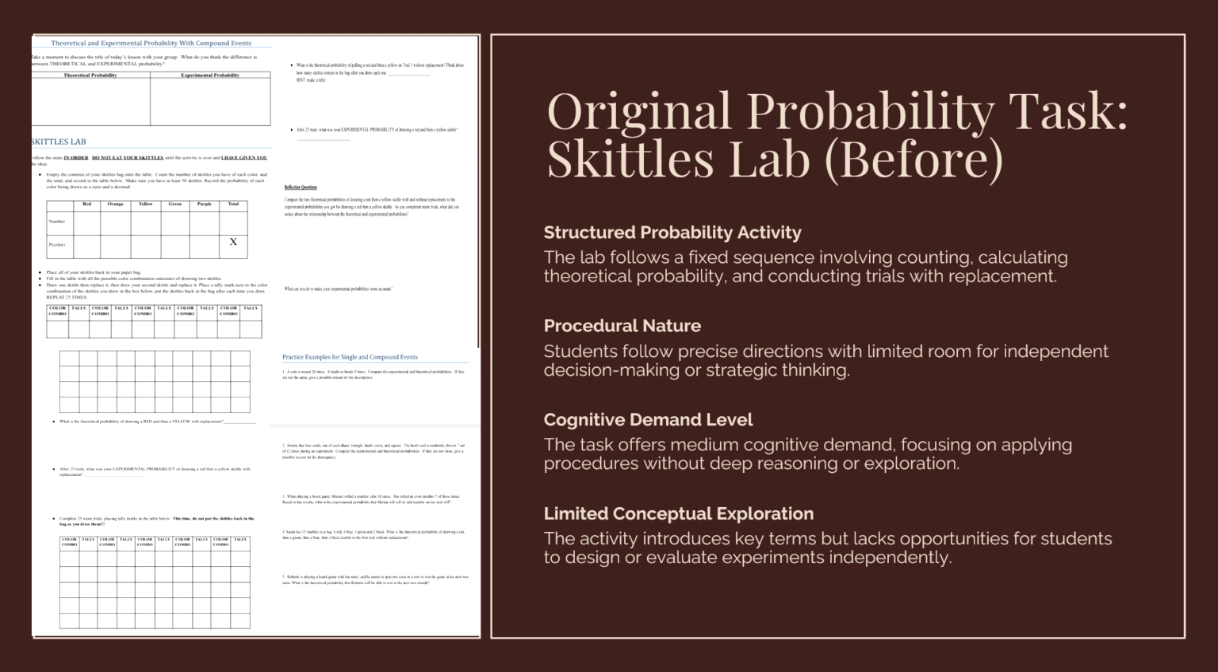But anyway, this is the original task I selected. It's a Skittle lab, which is used to teach theoretical and experimental probability. In this activity, students follow a set of structured steps, including counting outcomes, calculating probability, and then conducting repeated trials, which are explicitly told to them, and they tell them exactly how to do it. So while the task is hands-on, it is mainly procedural because students are following directions rather than making decisions about the mathematics. As a result, it represents a medium to low cognitive demand task, since students are applying procedures without explaining their reasoning or exploring multiple approaches.